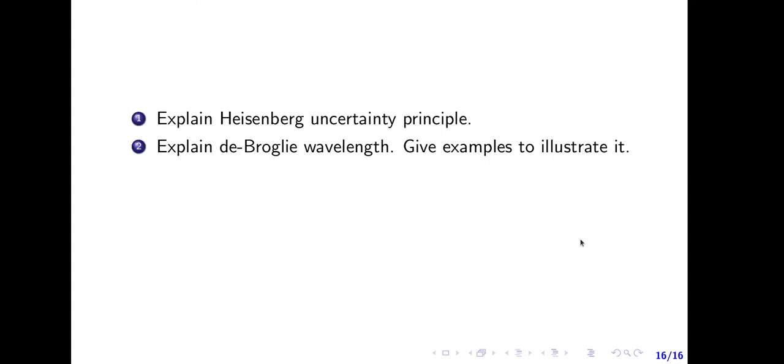Okay, so for your assignment, number one is to explain the Heisenberg uncertainty principle. Number two is to explain the de Broglie wavelength. So you give examples as well to illustrate this.